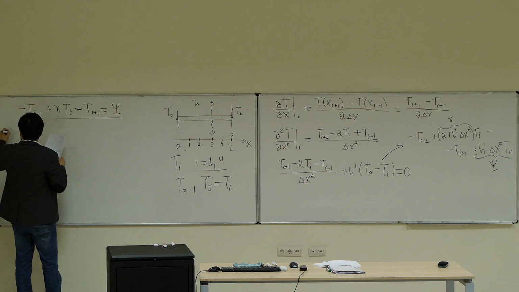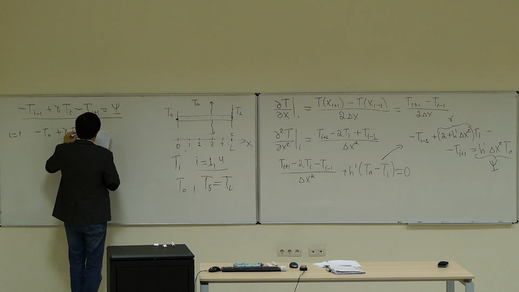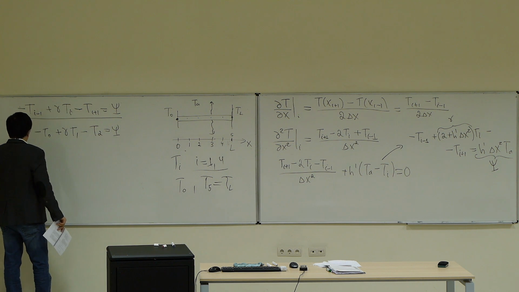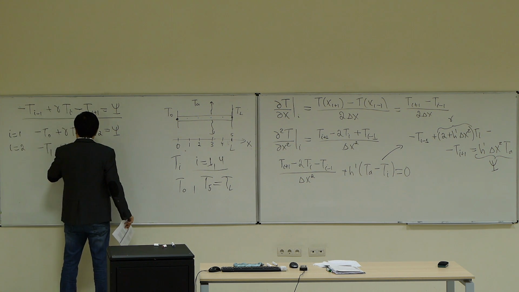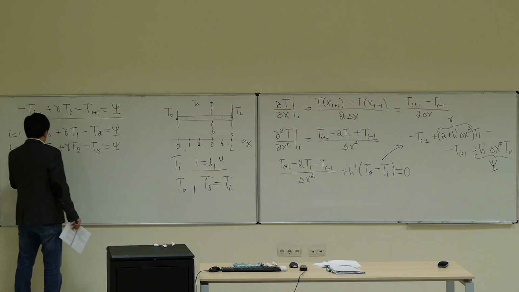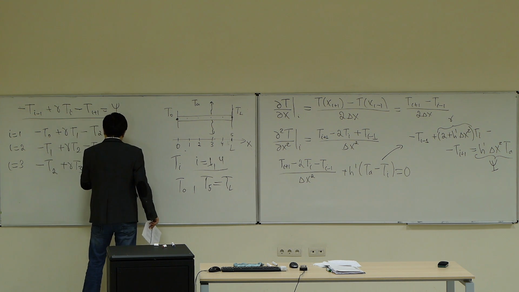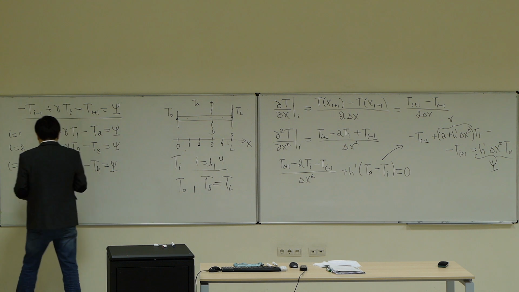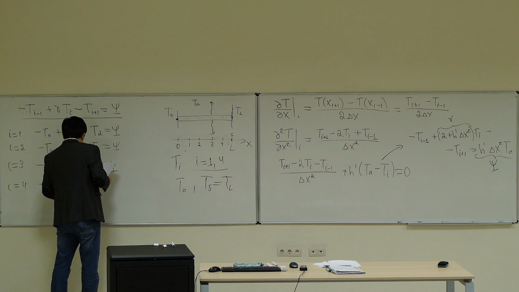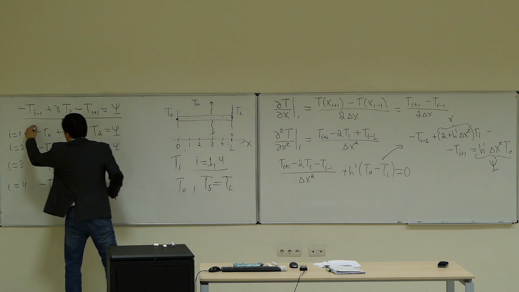Let me write this equation for i equal to 1: minus T_0 plus gamma T_1 minus T_2 is equal to psi. Now the same thing for i equal to 2: minus T_1 plus gamma T_2 minus T_3 is equal to psi. For i equal to 3: minus T_2 plus gamma T_3 minus T_4 is equal to psi again. Finally, for i equal to 4: minus T_3 plus gamma T_4 minus T_5 is equal to psi.